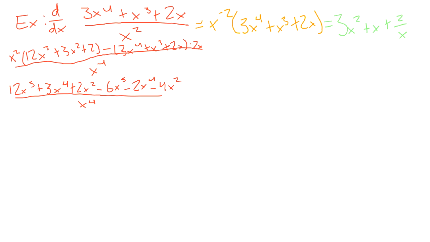So here we can go ahead and get 12 minus 6, so we get 6x to the 5th. 3 minus 2 is 1, plus x to the 4th, minus 2x squared, all over x to the 4th. And we can go a little further and say that we have 6x plus 1 minus 2 over x squared.